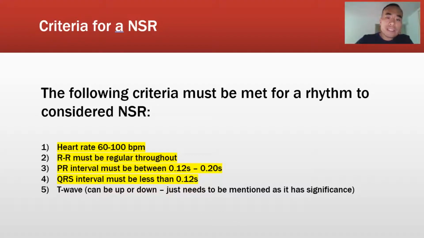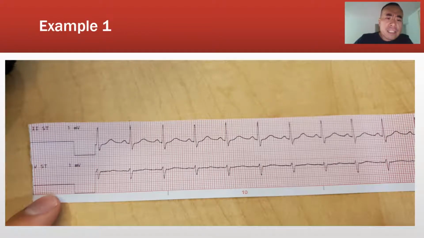So let's go back to our example number 1. As we previously said, is it regular or is it irregular? Well, if we compare all the R to R intervals, they seem to be very symmetrical. They follow a rhythmic pattern. They happen at a very precise interval. So it's regular, and that part of the criteria is met.